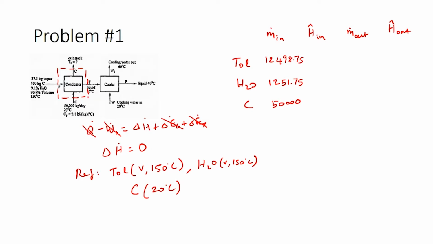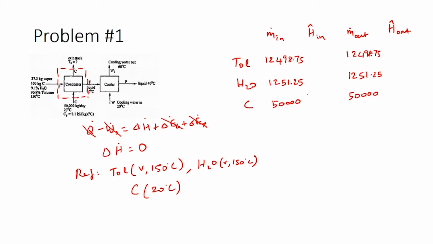There is no change when it comes to the chemical composition of the system, it is only the phase which is being changed. So, we will have 12,498.75 kilograms of toluene leaving per day, 1251.75, sorry, this should be 1251.25 kilograms of water leaving per day, and 50,000 kilograms of coolant leaving per day.